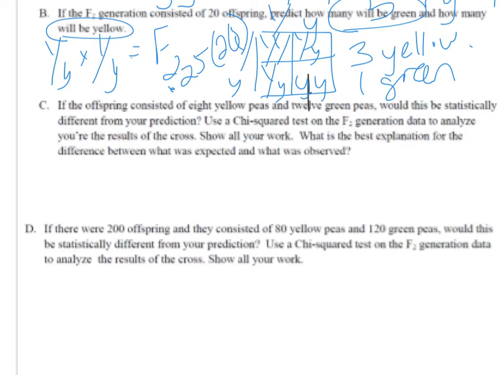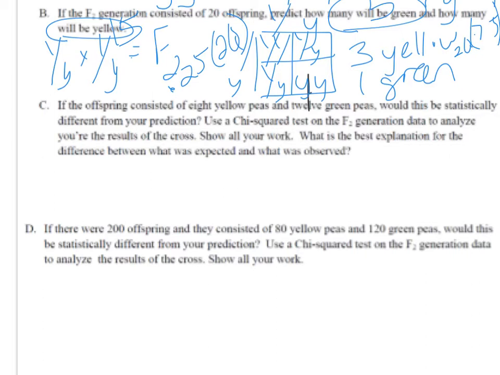And then to find yellow ones, I'd have my 0.75 times 20, because I'm applying this ratio that I got here in my Punnett square. So I'd have 15 of them would be yellow. Okay, I'll keep in mind that I'm having trouble erasing and make it fit better on the other ones.